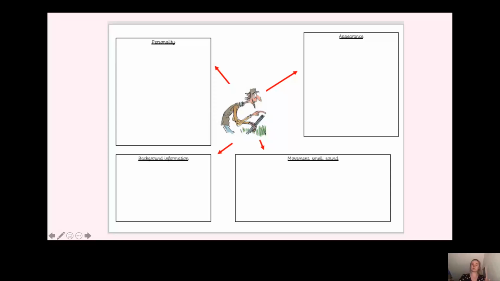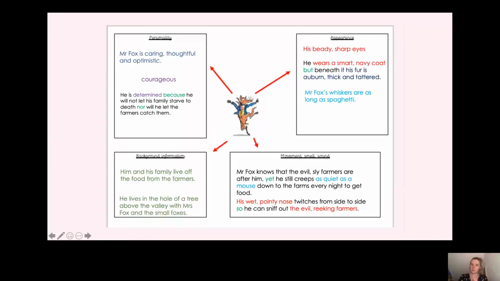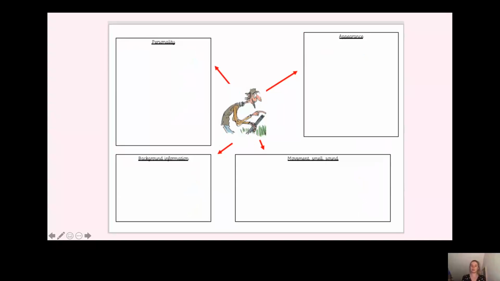You have a worksheet that looks exactly the same as my one did here. And you need to think of all of the similes, the expanded noun phrases, the adjectives, the power of threes, the sentences with conjunctions in that you would like to use in your character description for Farmer Bean. Now make this as detailed as you can with lots of ideas that you want to use, because you'll be using this to write your character description tomorrow.